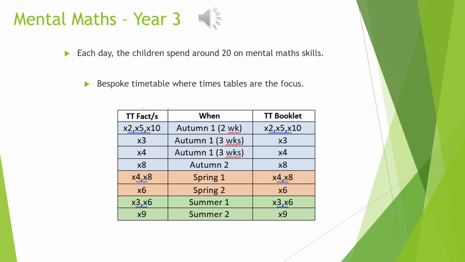Our Year 3 children will spend around 20 to 30 minutes a day on their mental maths skills. The focus is on their times tables, and below you can see when we teach each times table. By the end of Year 3, the children are expected to be confident in their 2s, 10s, 5s, 4s, 8s, 3s and 6s.